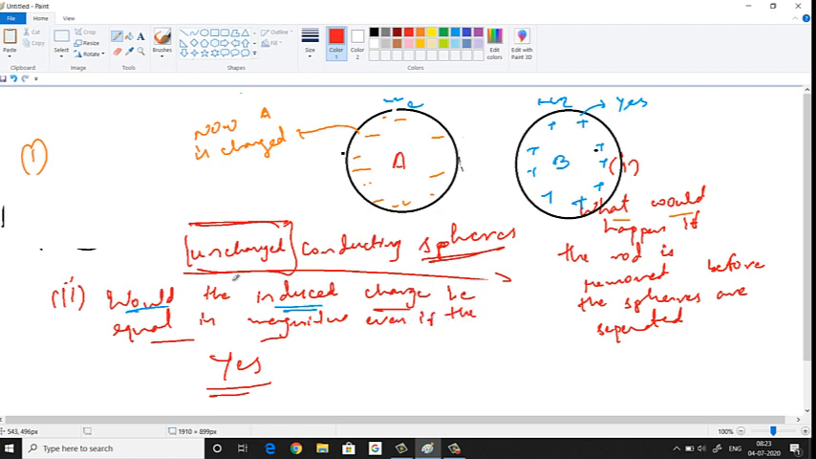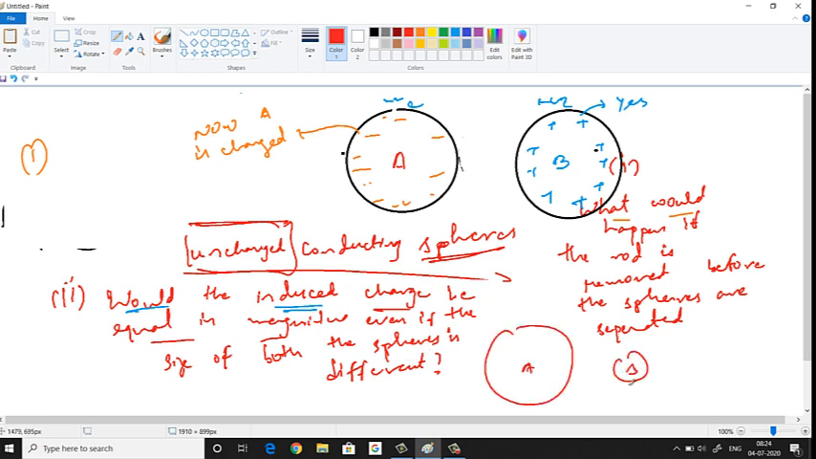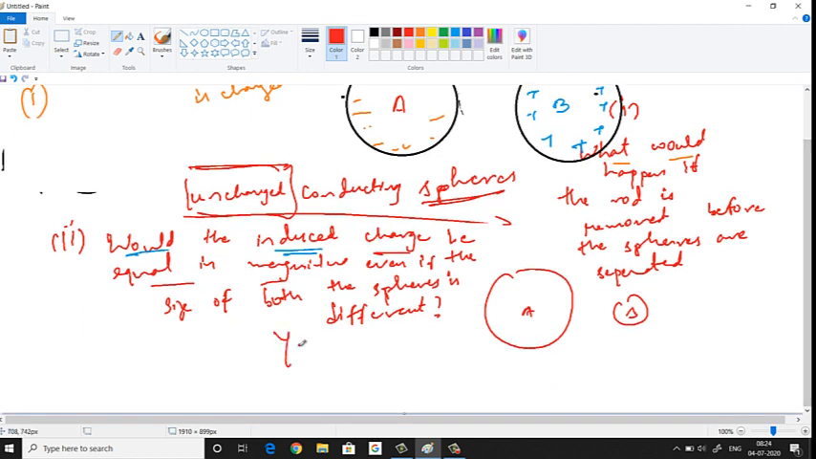Even if the size of both the spheres is different, will it be the same? Suppose A is like this and B is like this, and the size is different. Will the charge still be the same? In this case, yes. Why? Same logic. Because we got a glass rod, and if it produced say 6 charges here, it will produce 6 charges here also, no matter what the size is.